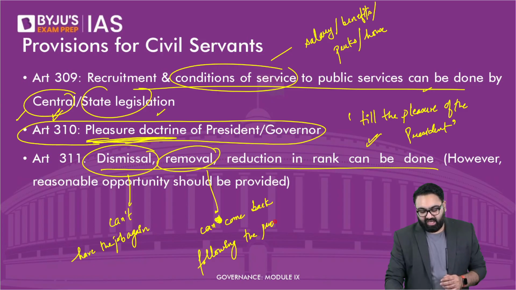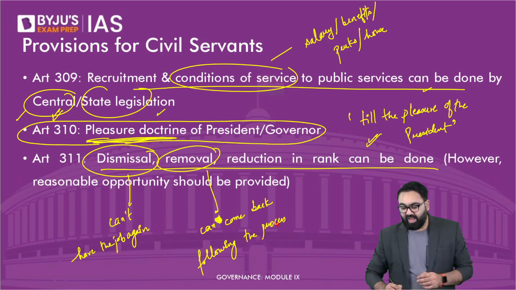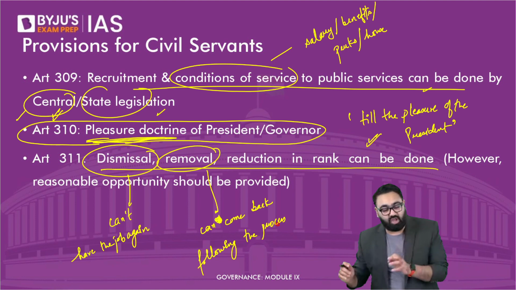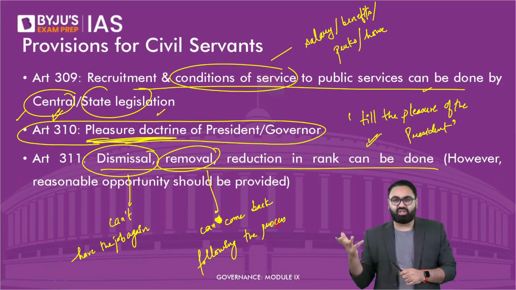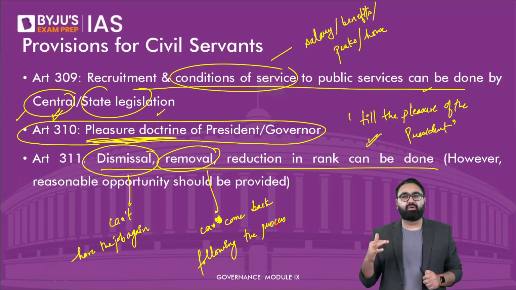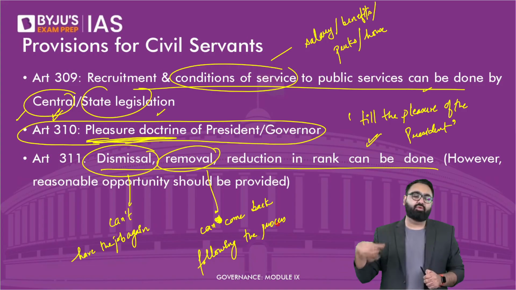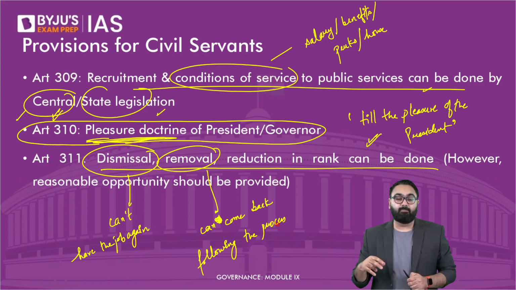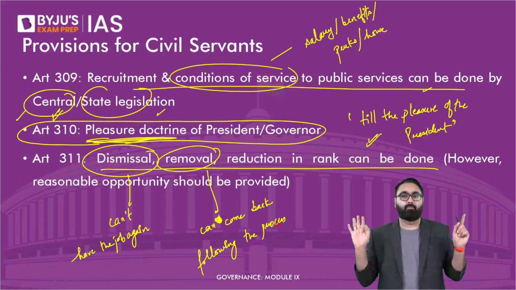If you are an IAS officer and the government of India has dismissed you, then you cannot become an IAS officer once again. If you have been removed and you still have the age and the eligibility criteria, you can give the exam again and become an officer again. So removal, you can come back again. Dismissal, you cannot come back again.